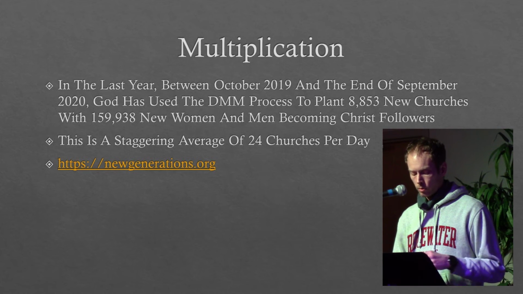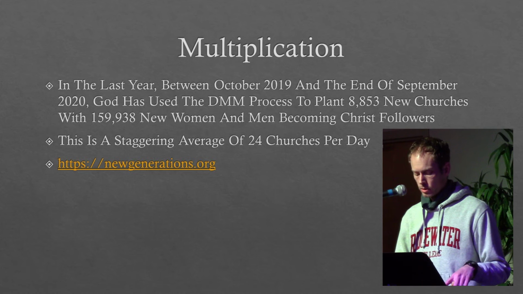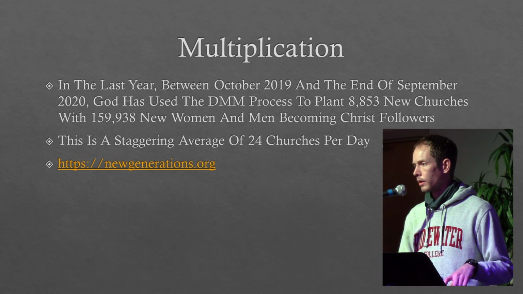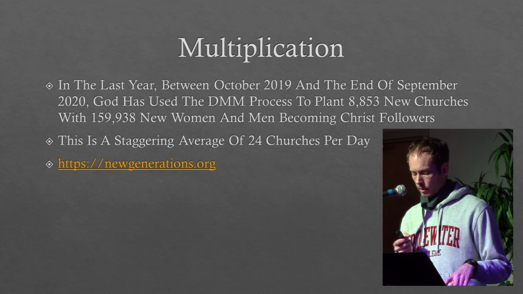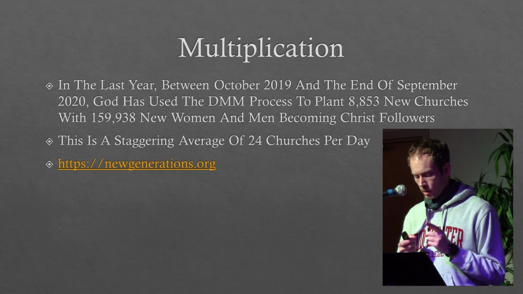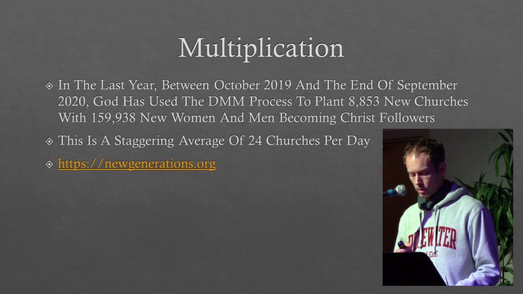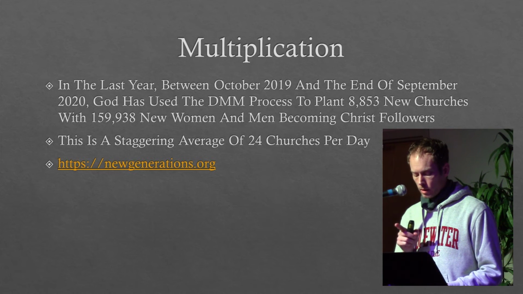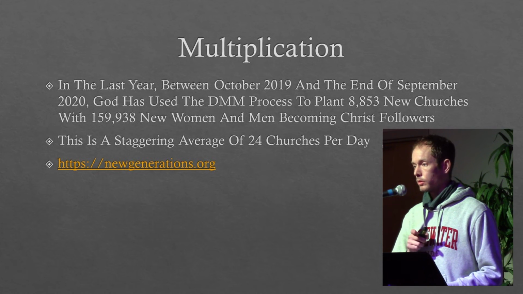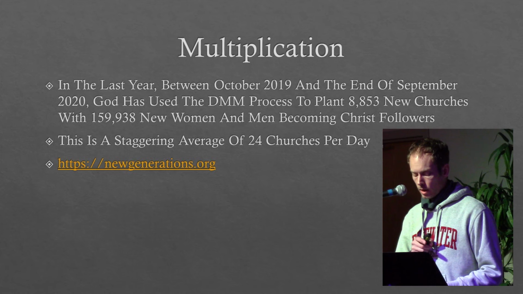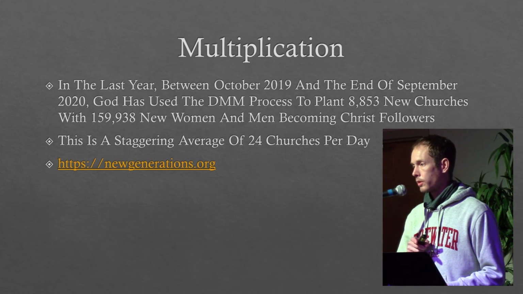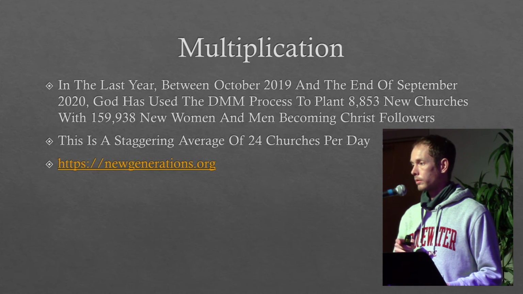And this is just one organization. This organization is called newgenerations.org. They're using this method in Africa and India, I believe. And in just 1 year, look at this number, it's just crazy. In 1 year, from October 2019 to September 2020, God used the DMM process through this organization to plant 8,800 new churches with almost 160,000 new believers in Christ.